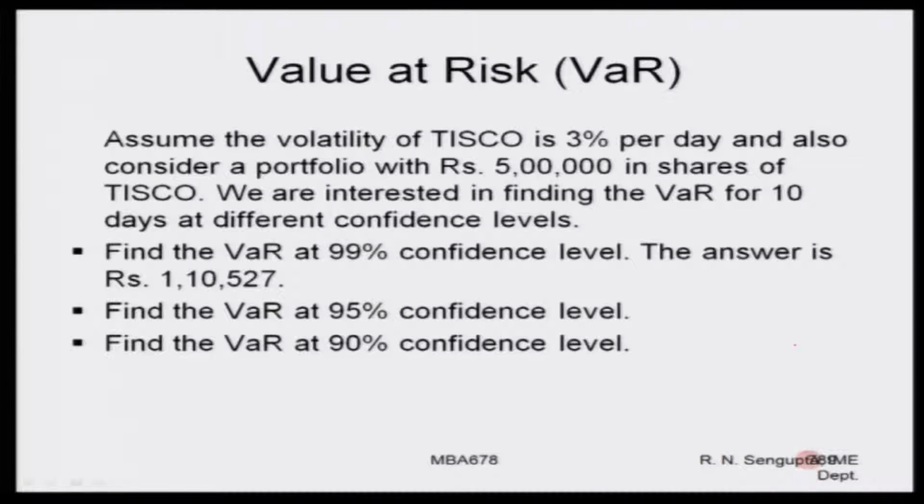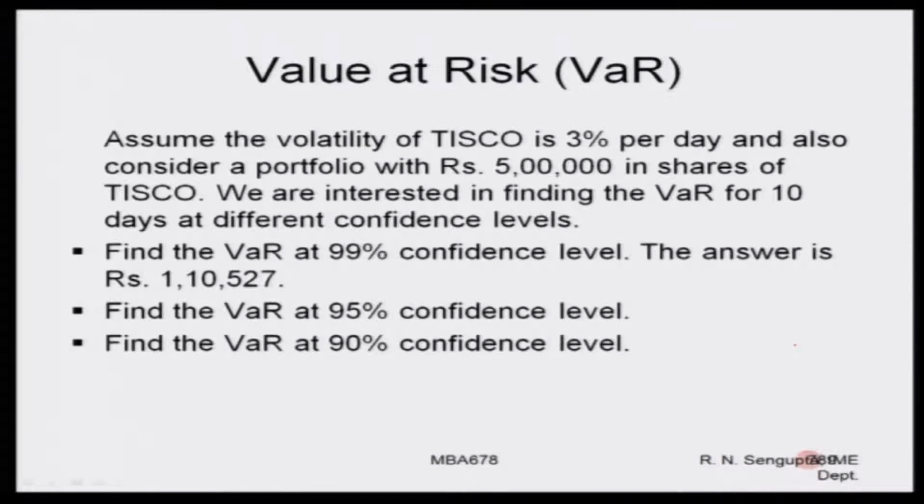Assume the volatility of TISCO is 3% per day, and also consider a portfolio consisting of 5 lakh in shares of TISCO. These shares which I am considering do not mention whether they are options, stocks, bonds, swaps, whatever. I am just collectively considering them as the portfolio. We are interested to find the VAR for 10 days at different confidence levels. So, this is 3% per day VAR. So, find the VAR at 99% confidence.